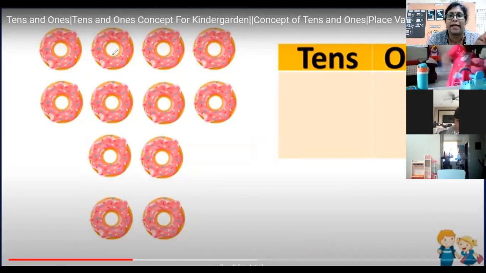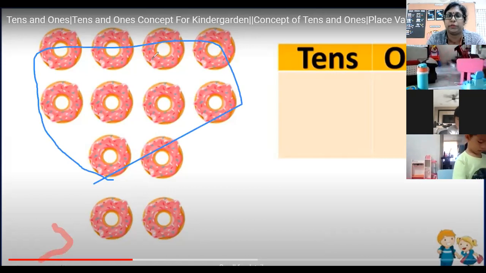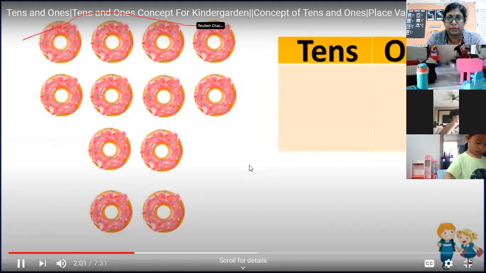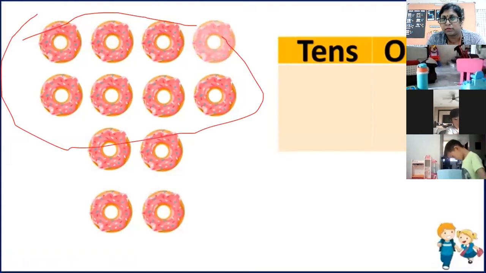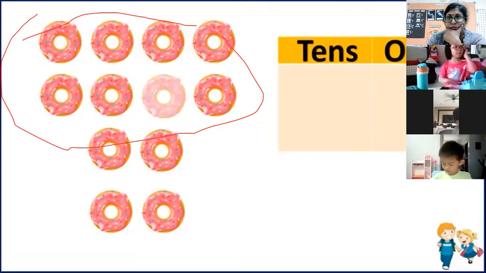1, 2, 3, 4, 5, 6, 7, 8, 9, and 10. So this whole donut is one group. Okay, let's see. I'm going to play it now. 1, 2, 3, 4, 5, 6, 7, 8, 9, 10. So this is 1 ten.